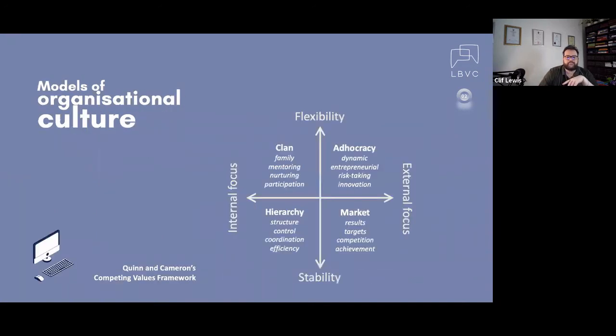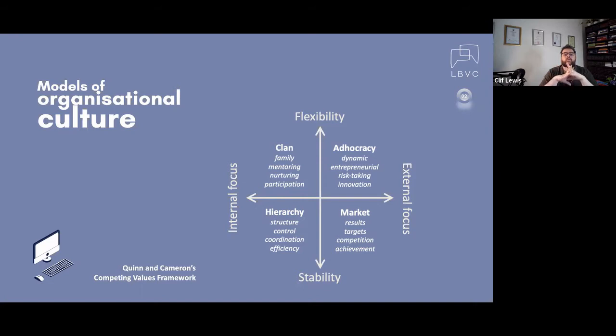So the first one is Quinn and Cameron. Actually, I think that's the wrong way around. I think it's Cameron and Quinn. Apologies for that, but it's the same people. The way that this model works is, actually, all 3 models have 2 dimensions. And then where your organization falls within those dimensions determines your organizational culture. So with Cameron and Quinn's competing values, the competing values are twofold.